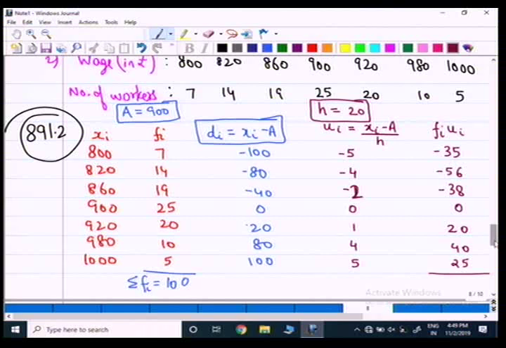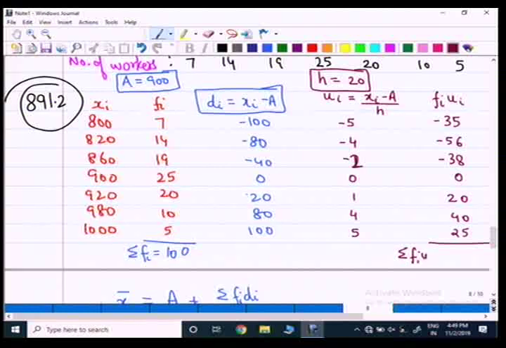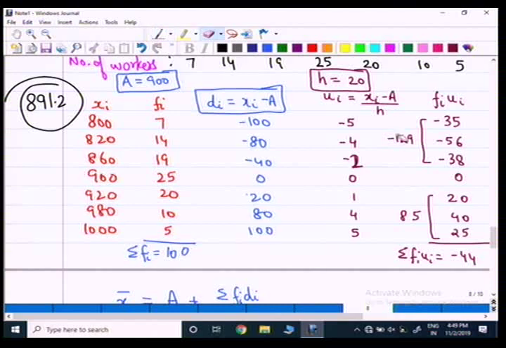Now we just have to add all of them. So sigma Fi Ui, when we add, these values will become 85 and these values will become minus 129. So this will become minus 44. If we add all the values, negative and positive, we will get minus 44.